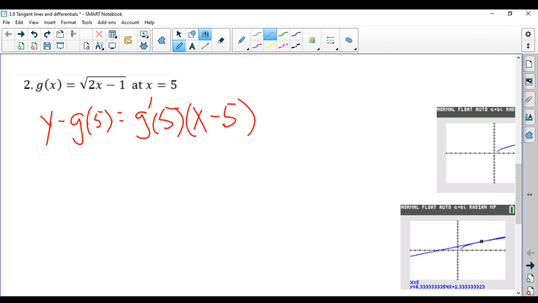So the first thing I'm going to do is find out what g of 5 is. G of 5 is the square root of 2 times 5 minus 1, which is the square root of 9, which is 3.